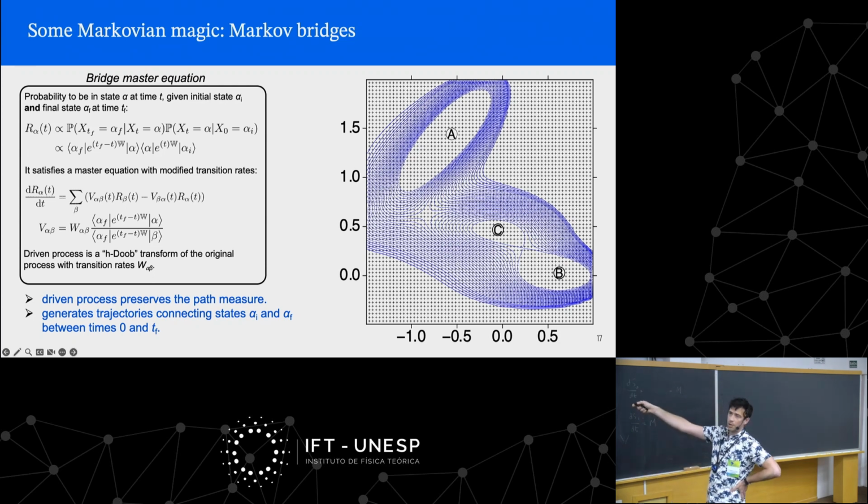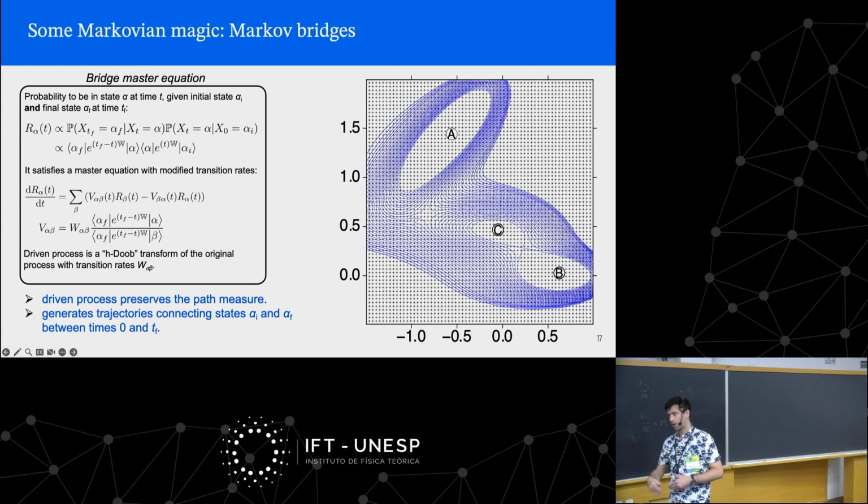If you take the derivative of this, you can work out that this actually also satisfies a master equation. And this master equation is related to the one from the process I've shown before. It depends on exactly the same parameters through this transformation. So the rates in these new master equations are proportional to the original transition rates, but now they're multiplied by something which depends on time. And this something which depends on time enforces that when you approach the final time, you will actually transition to states which are close to the final state.